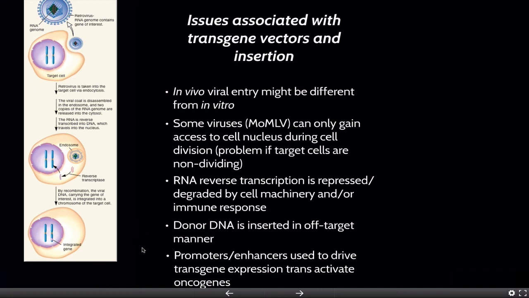So they're inserting in an off-target manner, and often they're inserting in regions that are already being highly expressed, and they're increasing the expression in those regions, all of which are bad.